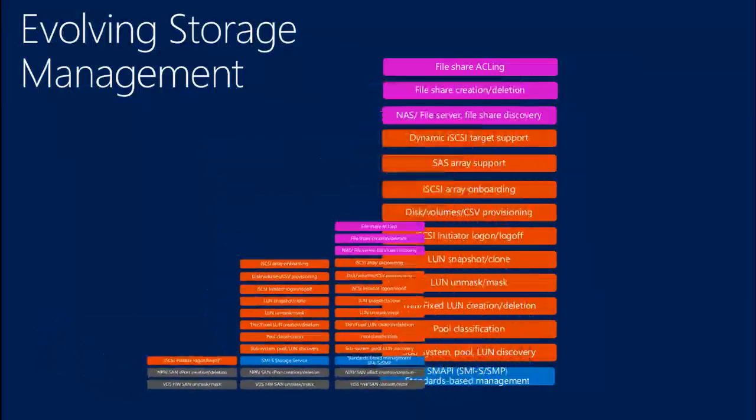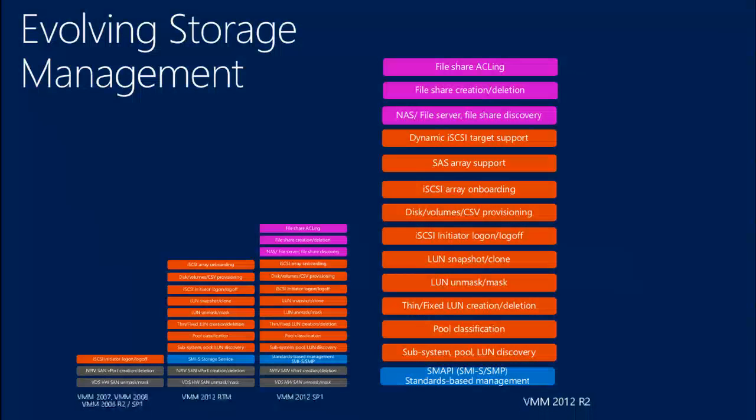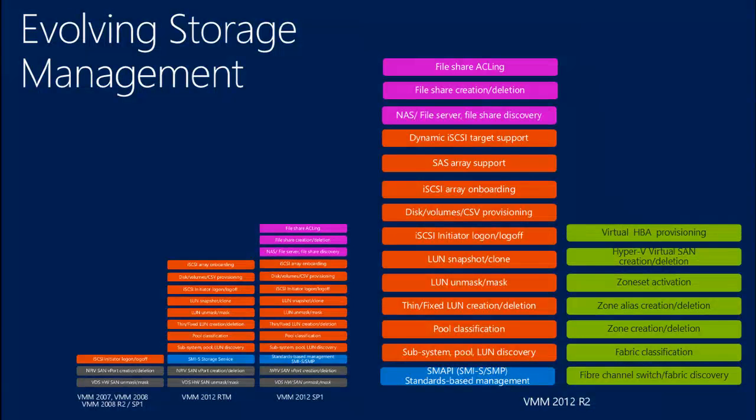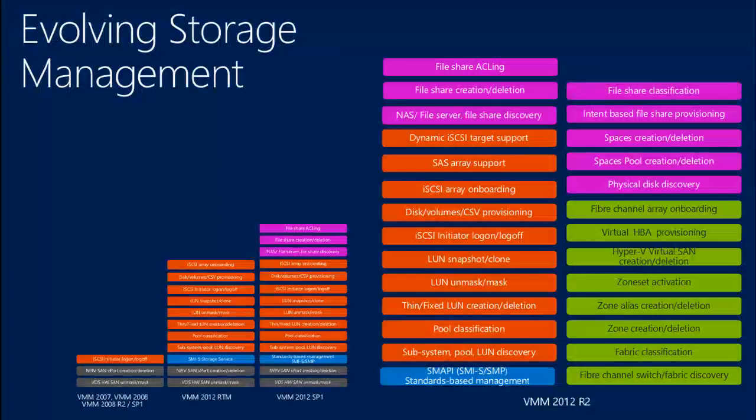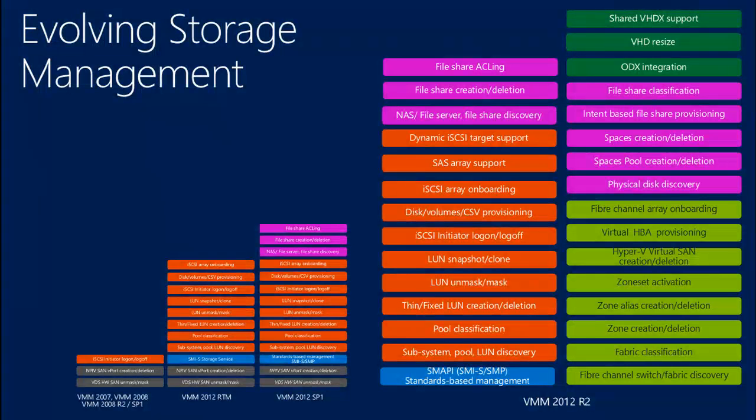So as part of the R2 wave, we continue to support and roll in all of those capabilities, and then we've added support for Fibre Channel, virtual SANs, virtual HBAs, fabric management, so that's all in green. We've extended the support for scale-out file servers to use file share classification, intent-based file share provisioning, Spaces creation, Spaces management, pool creation, and physical disk discovery. And to finalize that stack, we support ODX, VHD resize, and fully integrated VHDX support.